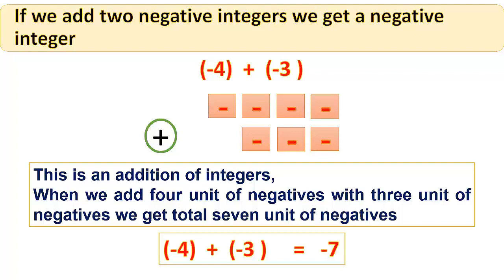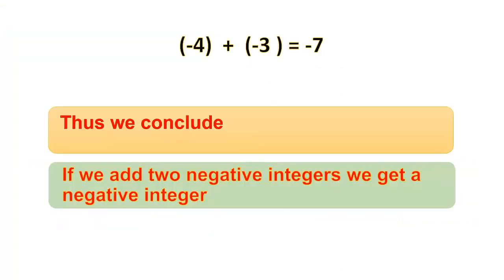This is an addition of integers. When we add 4 units of negatives with 3 units of negatives, we get total 7 units of negatives. Thus we conclude, if we add two negative integers, we get a negative integer.